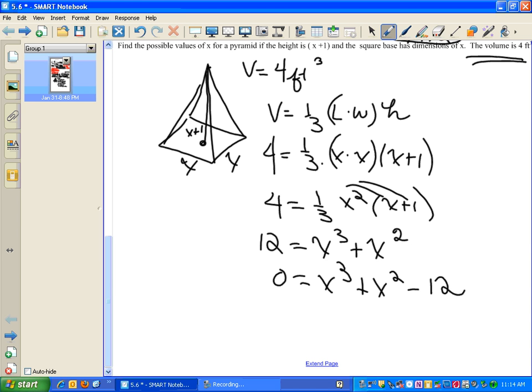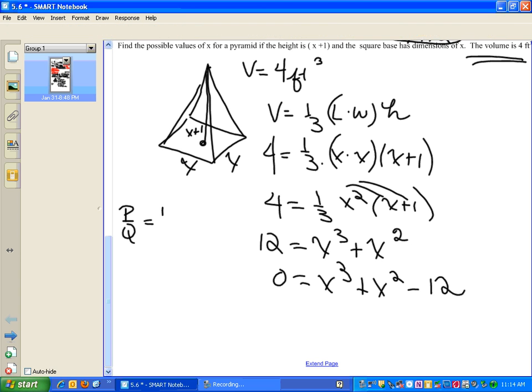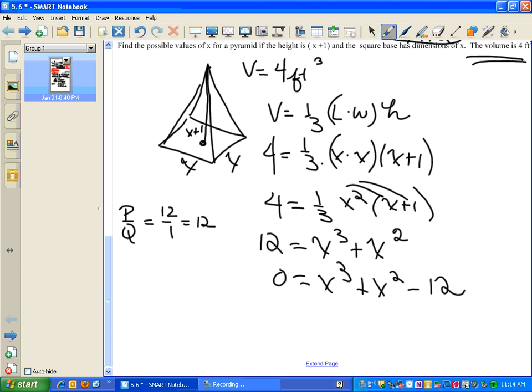And remember, when we are trying to solve, which is what I'm asking you to do when I say find values of x, we cannot solve unless the equation is set equal to 0, which is why the 12 goes to the other side. So, we're going to do p over q, which are going to be factors of what value? 12 over 1, which is factors of 12, positive and negative: 1, 2, 3, 4, 6, and 12.